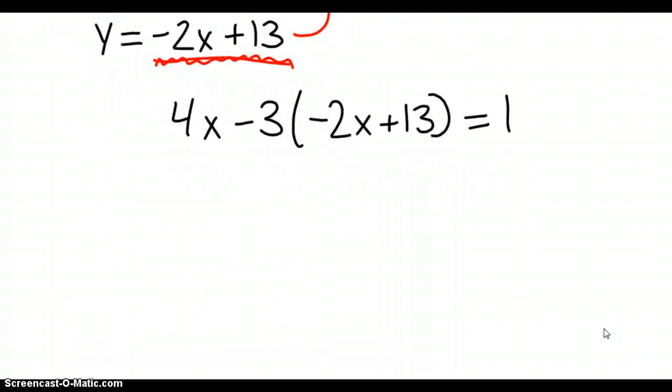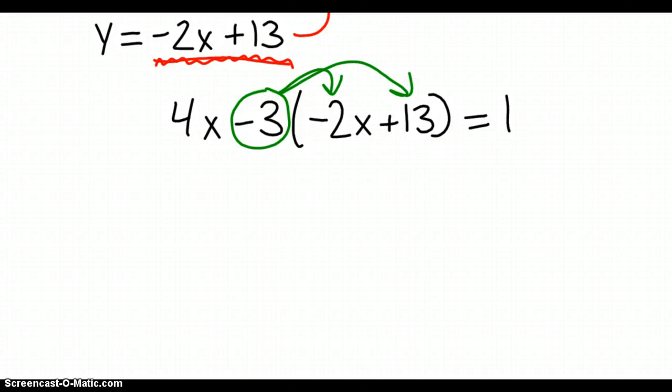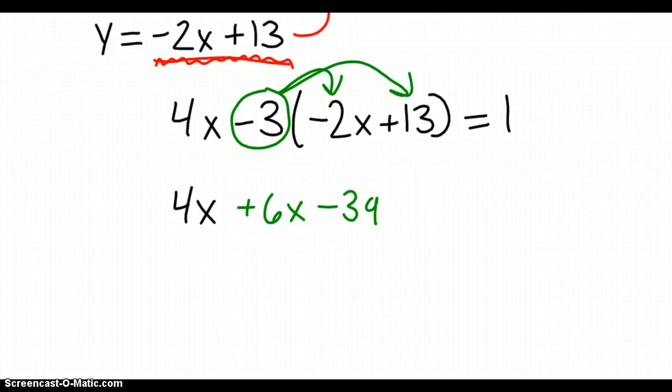Alright, we'll have to do this by first distributing. Now remember, to distribute a negative 3, don't forget this negative as we do our distributing process. So nothing's happened to our 4x here yet, but when we distribute, we'll get a positive 6x and a negative 39, and all this is equal to 1.